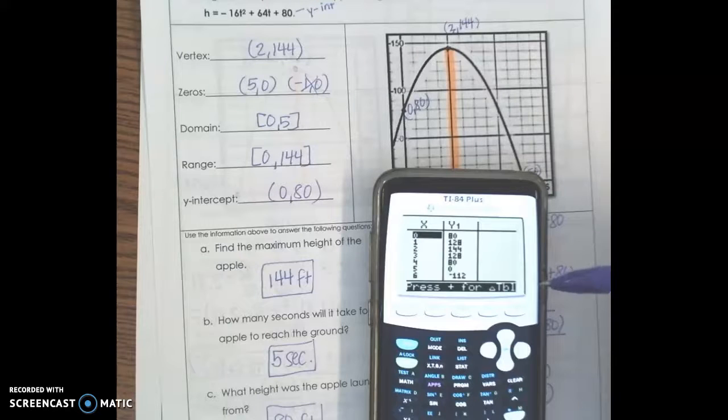How much time has passed when the apple is 80 feet in the air? Well, 80 feet in the air, here's my one. It's at 4 seconds. So these are the kinds of questions that will be asked later too. You just have to determine, are they giving me an x value or a y value?